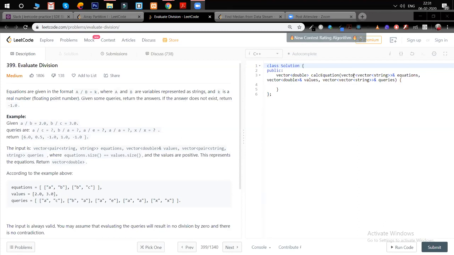Could you draw an example using that depth first search? It's like you create a graph, right, with the edges. Yeah. Could you stop the share?